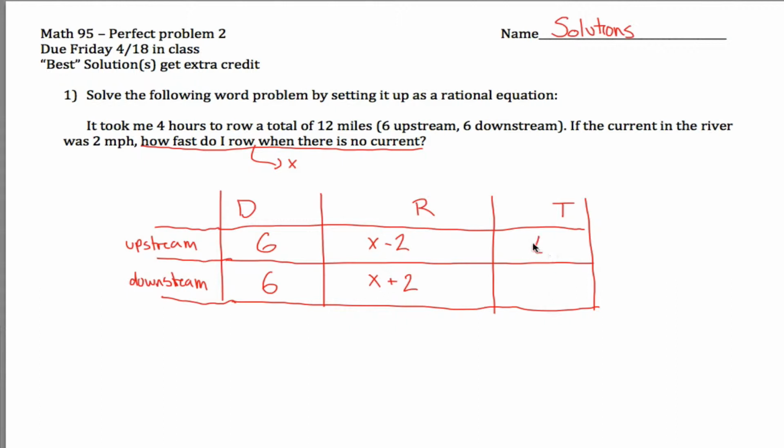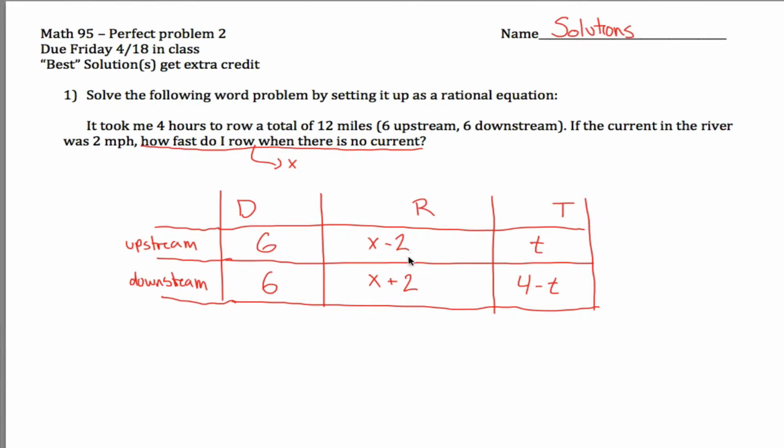The way you can get around that is to say, all right, I don't know how much time I spent going upstream. Let's just call it t for time. Then I do know how much I spent going downstream. Because if I spent t going upstream, I spent the rest of it, so 4 minus the amount I spent going upstream is what I spent going downstream. Now I've got this grid all filled in.